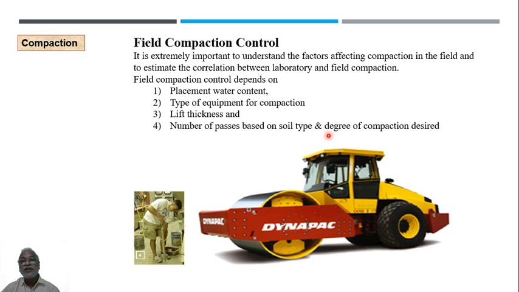So, number of passes based on soil type and degree of compaction. When you run this, it is not just once you have to run it. You have to correlate between the achieved compaction and the number of times it has gone. Maybe for a particular soil, this has to go for around 10 passes. If that is the case, then you have to ask the driver to go for 10 passes only. If you reduce the number of passes, the amount of compaction achieved will be less. It may not be satisfying the requirement, right? So laboratory results have to be correlated with the things that are there on the field. That is what field compaction control means.